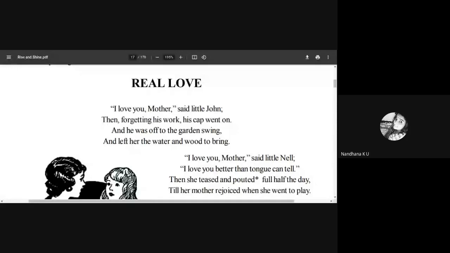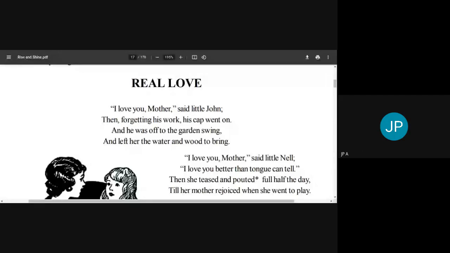I love you, mother, said little John. Then, forgetting his work, his cap went on, and he was off to the garden swing and left her the water and wood to bring. I love you, mother, said little Nell. I love you better than tongue can tell. Then she teased and pouted full half the day, till her mother rejoiced when she went to play.